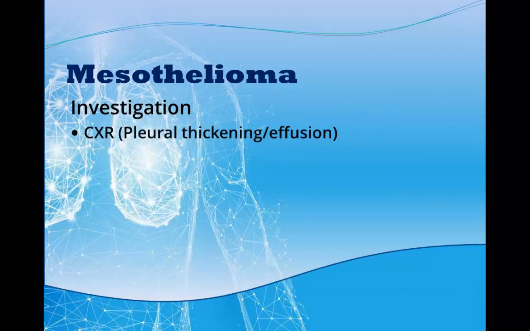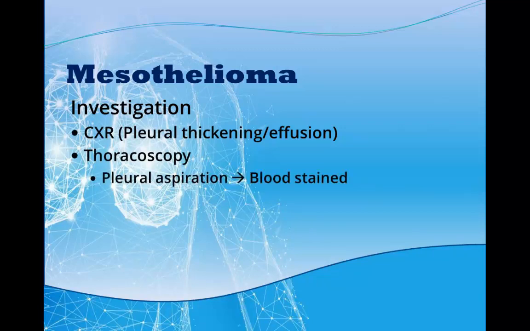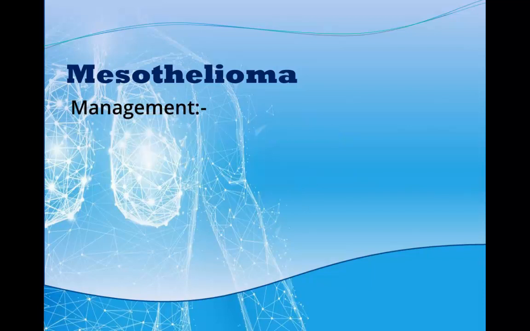On chest X-ray, you'll see pleural thickening or effusion, just like in asbestosis, and the pleural aspiration is blood-stained. Pleural biopsy is diagnostic and is usually taken post-mortem. Seeing as there's no cure, these patients can get symptomatic treatment, whereas surgery is only reserved for those with stage 1 mesothelioma.